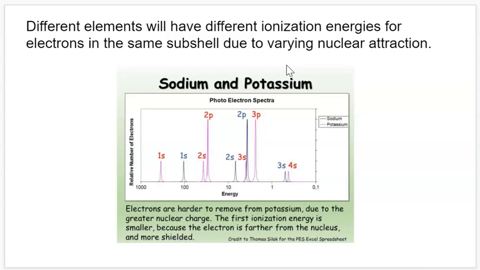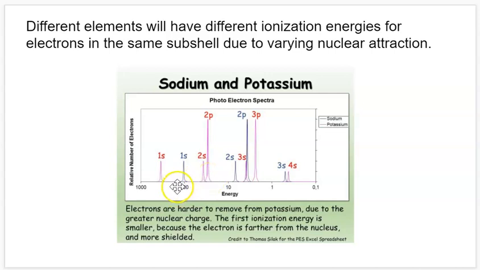Sodium and potassium are both in the same column on the periodic table. They both have the same number of valence electrons, except for potassium, since it's in the 4th row, it's going to have a 4th shell, whereas sodium is going to have 3. So let's look at our graph here. The blue lines represent the sodium, and the pink lines represent the potassium.